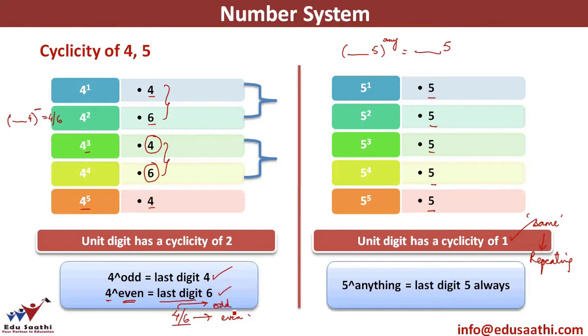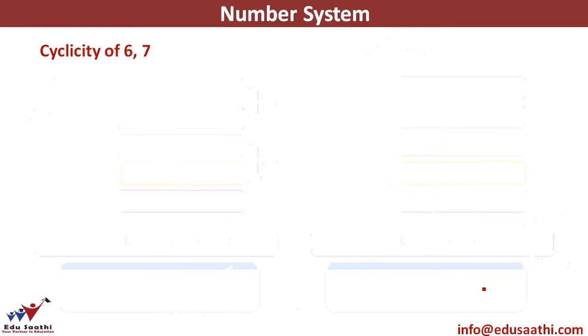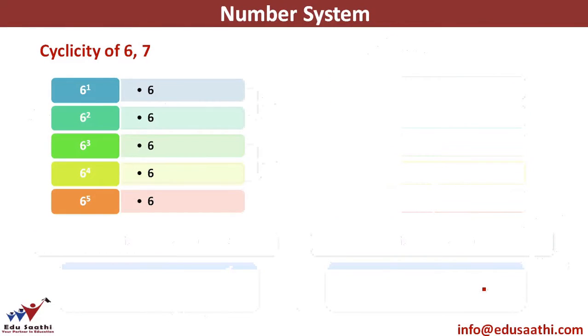5 raised to power anything would always end up in the last digit as 5. Let's move ahead and look at the case of 6 and 7. If I talk about 6 raised to power 1, 6, 6 square, 36. 6 cube again ends up in 6. 6 raised to power 4 ends up in 6. 6 raised to power 5 ends up in 6.